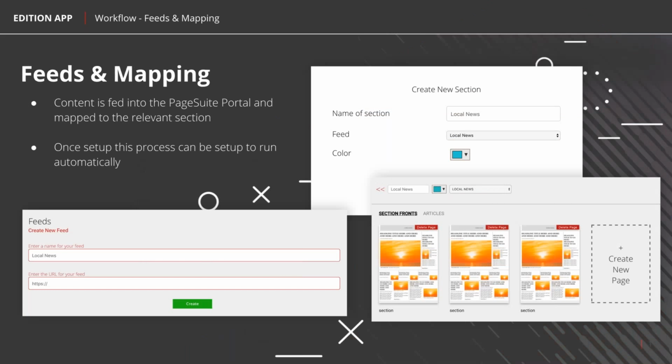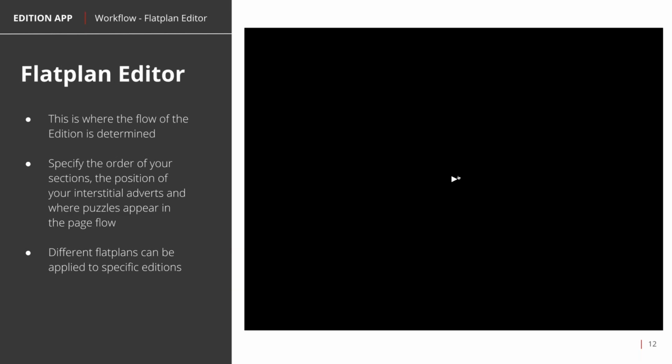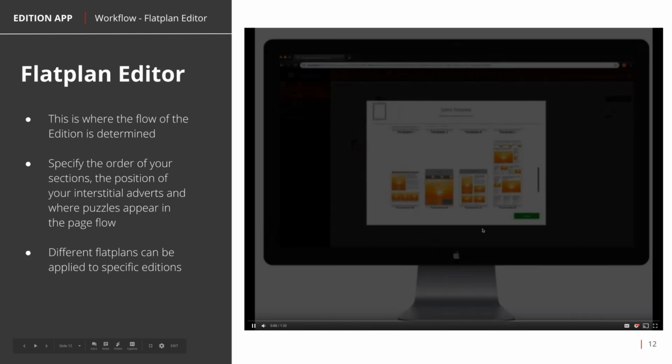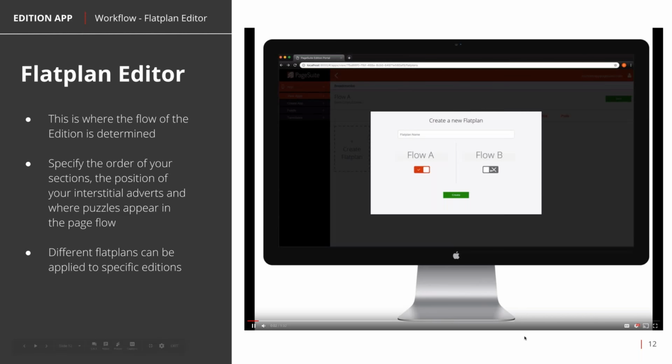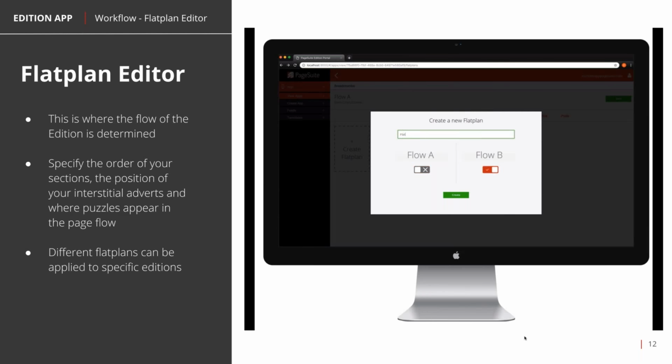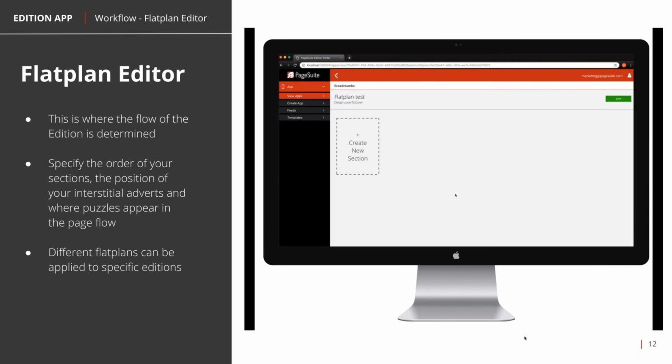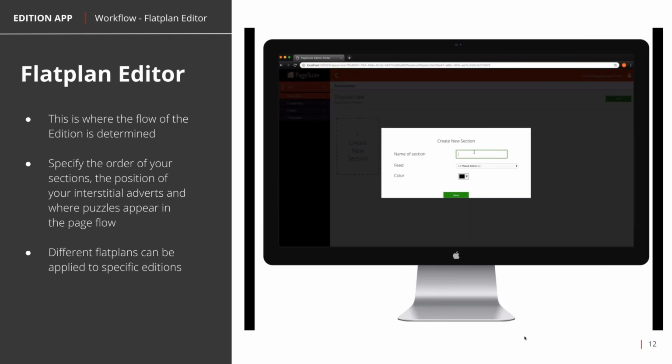Another slide, which I was talking about earlier, was how we map up feeds. So we use a URL for live feeds, maybe website feeds, and then we can link those up to sections which come through in the flat plan, which we're going to show in a video. So in this video we've got here, this is the flat plan editor, and the first screen there is Flow A or Flow B, which is to do with what Ben was talking about, and how the two different apps are slightly different and how they work differently.